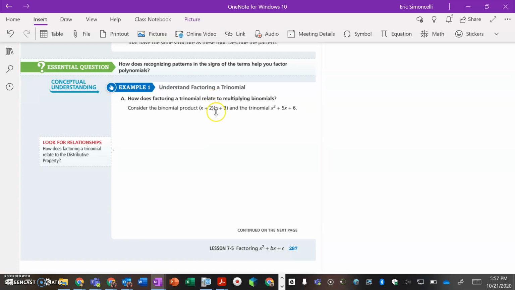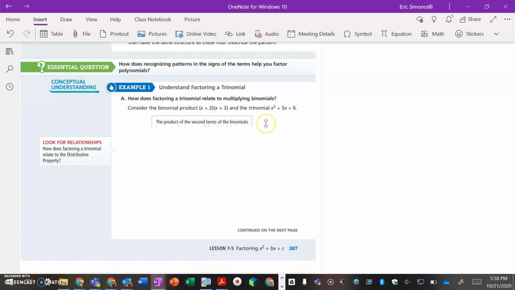Consider the binomial product of x plus 2 times x plus 3 and the trinomial that results, x squared plus 5x plus 6. Recall that if we were to FOIL x plus 2 times x plus 3, first would be x times x, so x squared. Outside would be 3x. Inside would be 2x, which in turn adds to 5x, while 2 times 3 last multiplies to 6. So we're going to work backwards, so to speak, from the trinomial back to the two binomials.